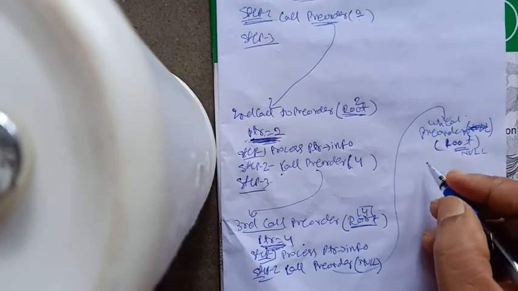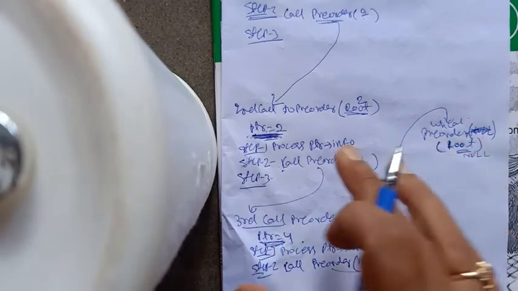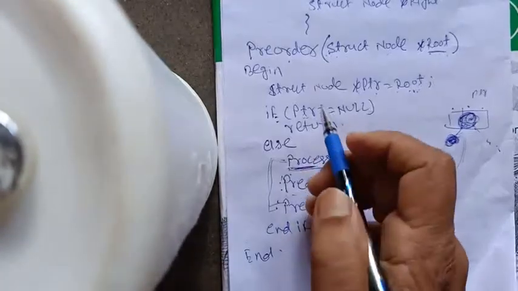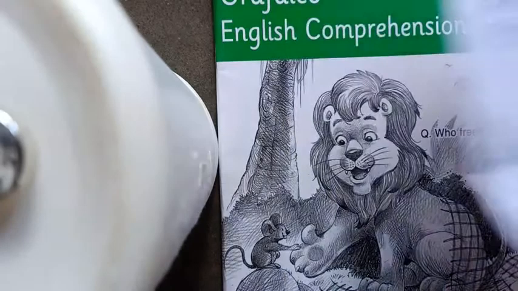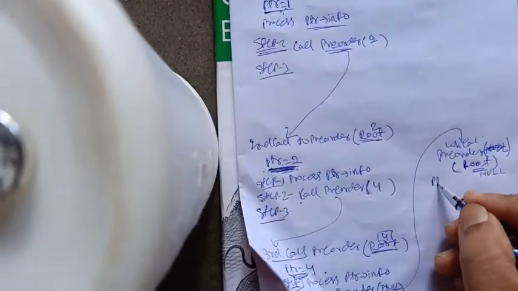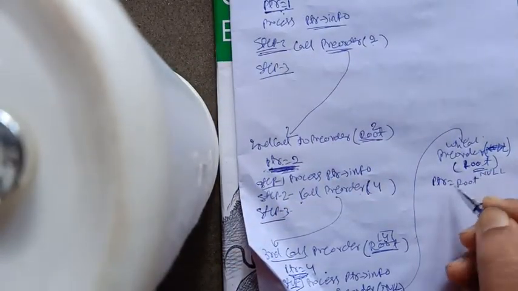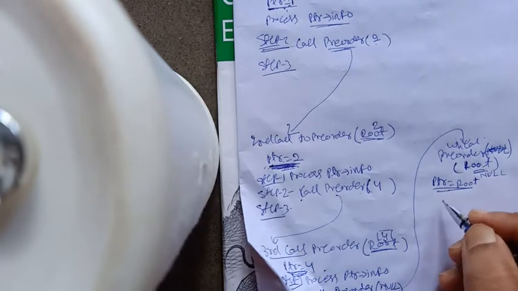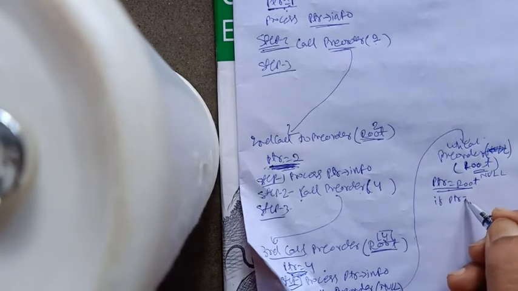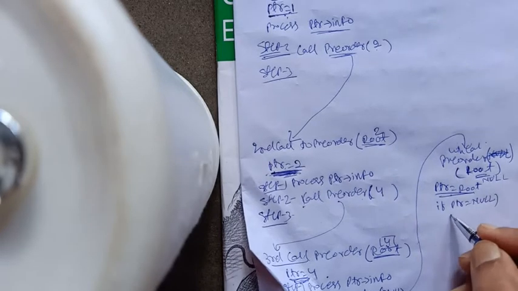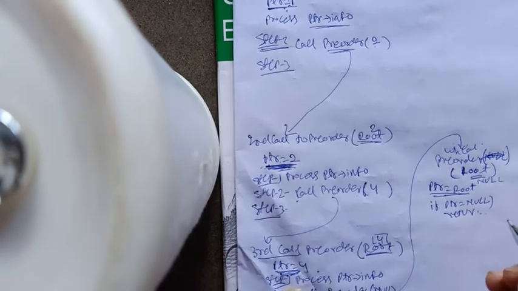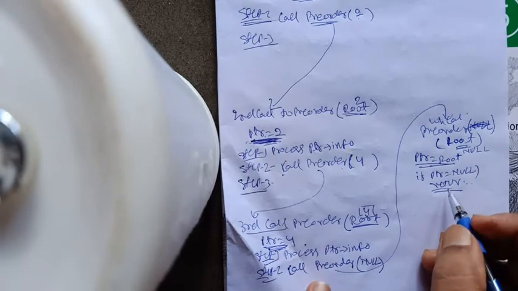In the fourth call, for the entire code, we will see that ptr will become null. In the fourth call, ptr will again be assigned the right of root, so ptr becomes null. So if ptr equals null, it will return back. This return statement will execute.